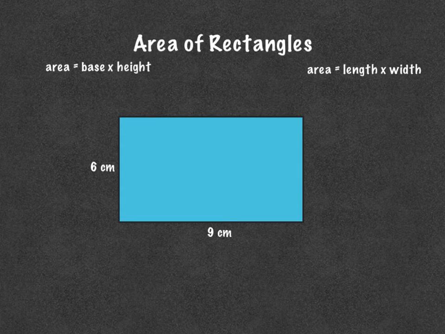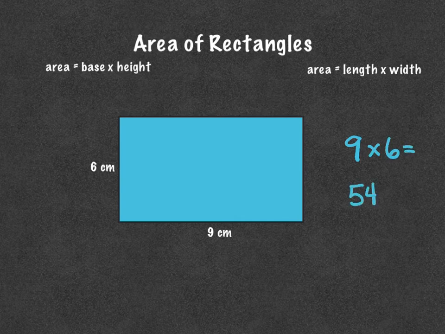So area equals base times height. So our base here is 9, and our height is 6. Or again, you could talk about it as length times width. So with this problem, we have our base, which is 9 times 6, and 9 times 6 is 54. And then we need our unit, so we need cm, centimeters, and it's squared. And the reason that it's squared is if we had a grid on here, we would have rows and columns, and so each one would be square.